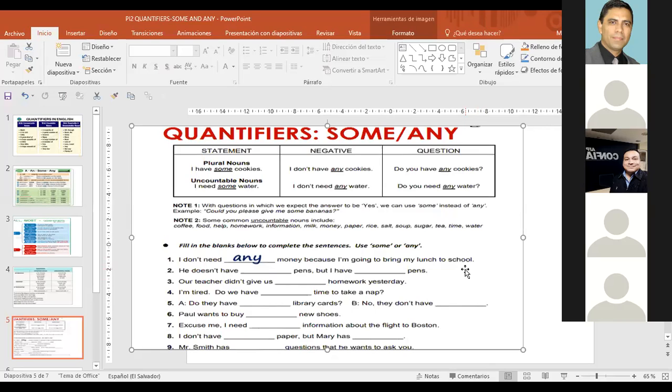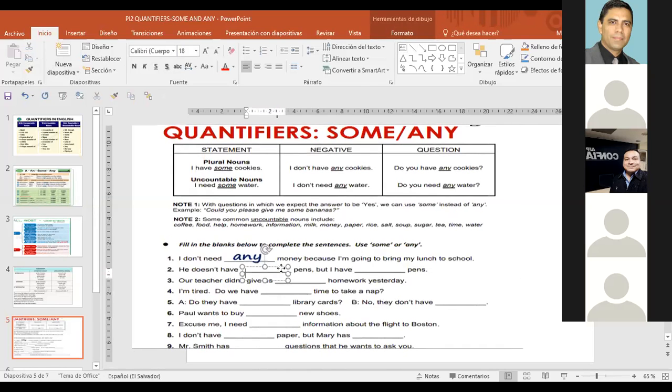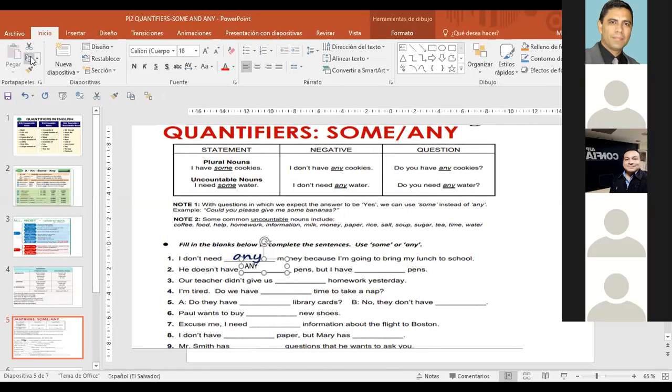In example number one, it says, I don't need any money because I'm going to bring my lunch to school. Okay? No voy a necesitar nada de dinero porque voy a llevar mi refrigerio o mi almuerzo en este caso, ¿verdad? A la escuela. Number two, he doesn't have any pens, but I have some pens. Okay, very good.